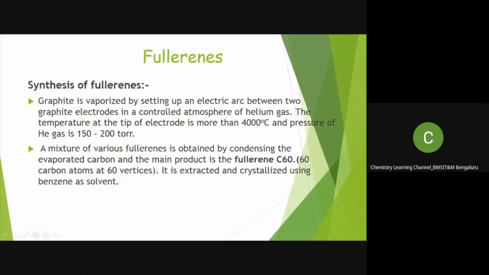And the next type of nanomaterials, fullerenes. So how are fullerenes synthesized? We need to set up an electric arc which consists of two graphite electrodes in a controlled atmosphere of helium gas, and temperature should be greater than 4000 degrees Celsius and pressure should be in the range of 150 to 200 torr.